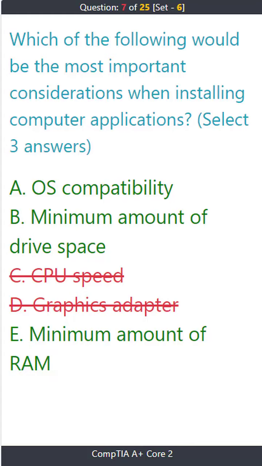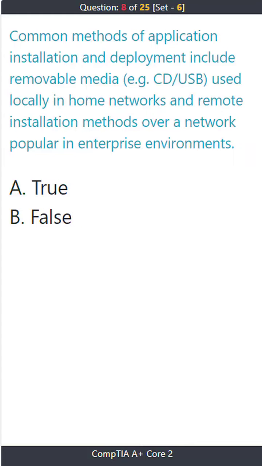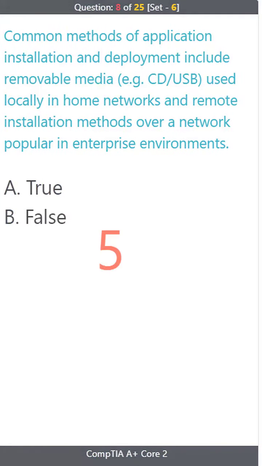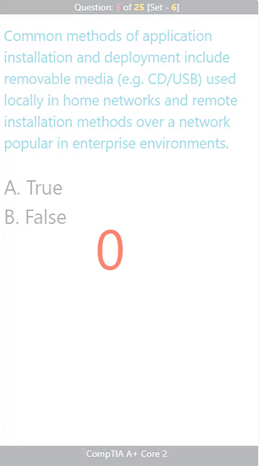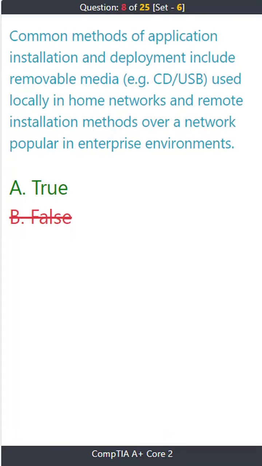Question 8. Common methods of application installation and deployment include removable media, e.g. CD/USB, used locally in home networks, and remote installation methods over a network popular in enterprise environments. A. True. B. False. The correct answer is A. True.